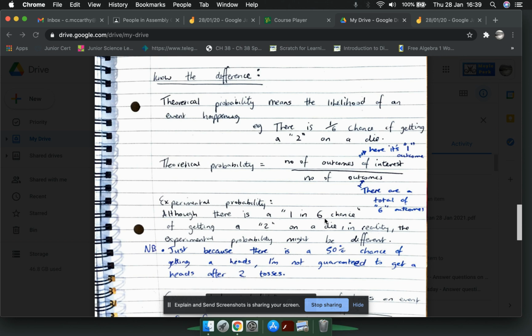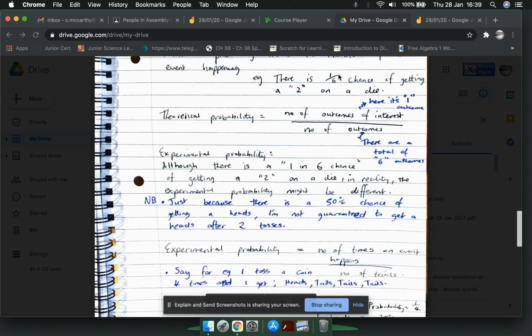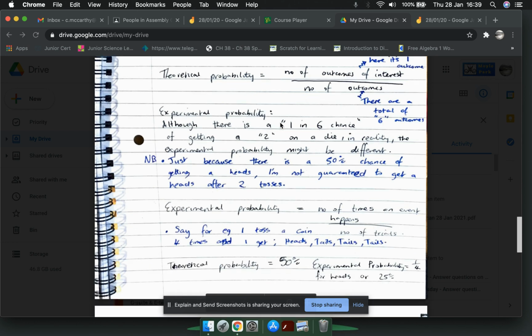Remember, we always write probability either as a fraction, 1 over 6, as a percentage, about 16%, or as a decimal, 0.16.